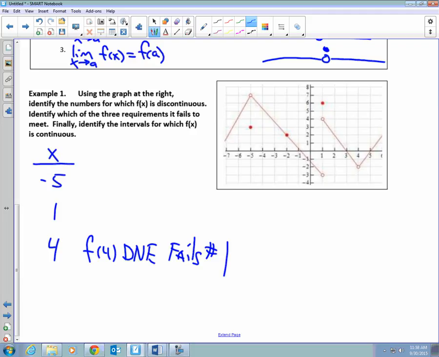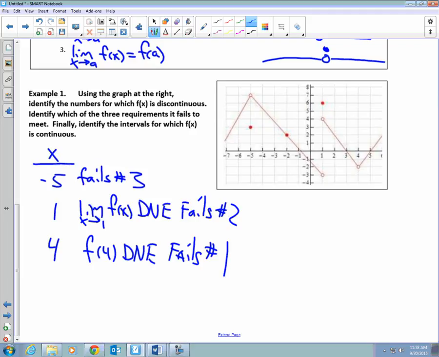Does f of 1 exist? Yes. Does the limit exist? No. The limit as x goes to 1 of f of x does not exist. Therefore, it fails number 2. And -5, does f of -5 exist? Yeah, what is it? 3. Does the limit as x goes to -5 exist? What is it? 7. Are those the same? No, so it fails number 3. Does that make sense? Too much sense.